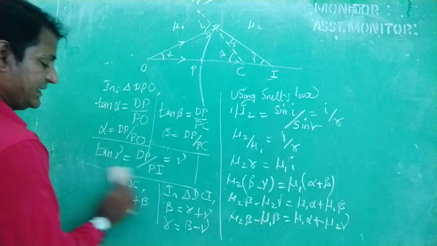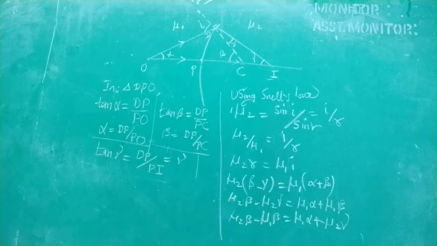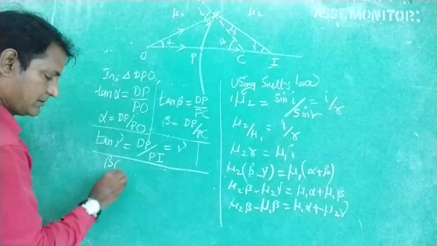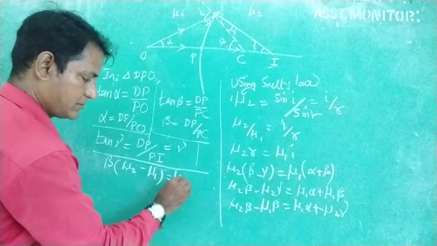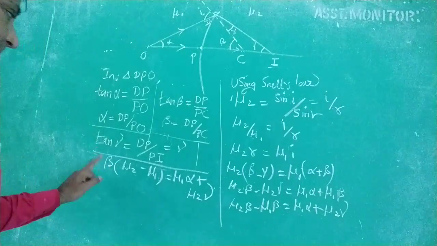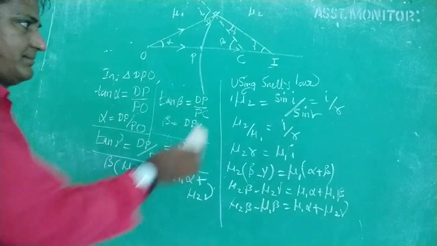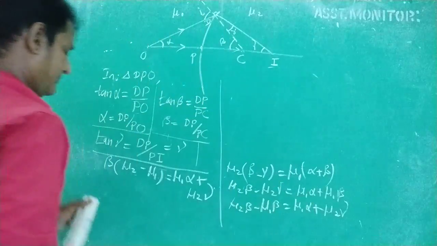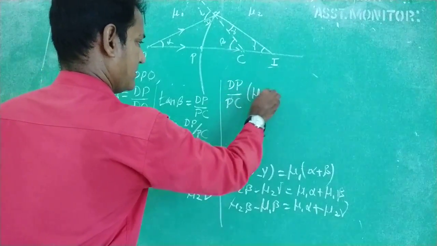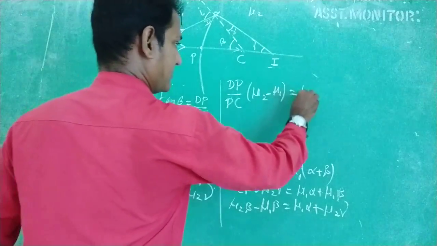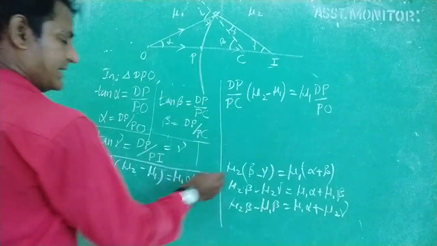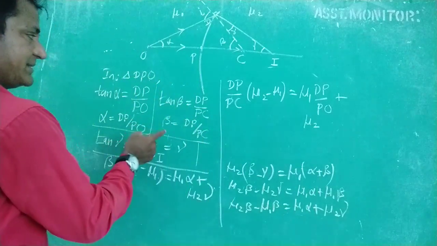So let me simplify this. Taking beta commonly outside, and substituting the values of beta, alpha, gamma from here: beta is DP by PC, mu1 alpha is mu1 times DP by PO, plus mu2 gamma is mu2 times DP by PI.